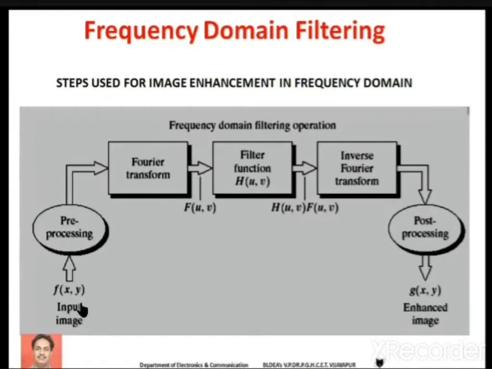First, we have the input image f of x comma y. But try to recall, f of x comma y is simply like a matrix, right? The image is represented as a matrix, and the 0, 0 element, or first row, first column element, is like the origin of the image.